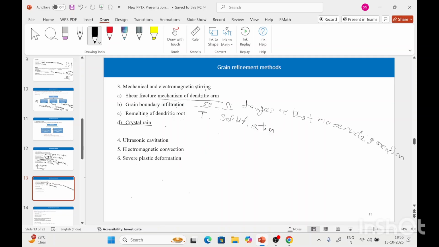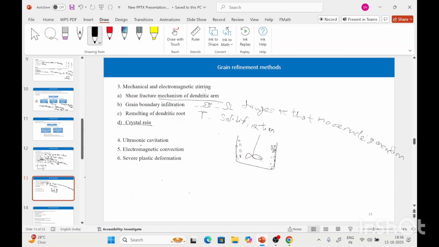The crystal rain means that at the mold wall the small nuclei are formed in higher density. If we stir this liquid melt, these small nuclei will mix into the liquid aluminum alloy. By mixing, these solid nuclei will disperse into the liquid aluminum and will further provide more nucleation sites for the grains to grow.